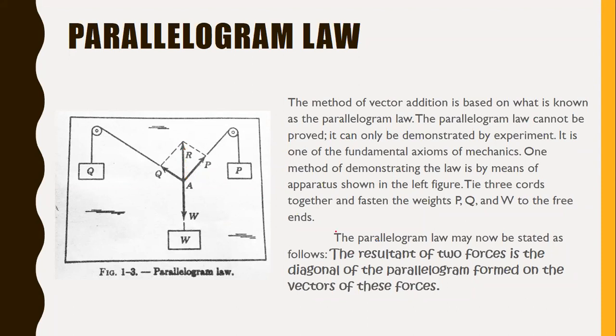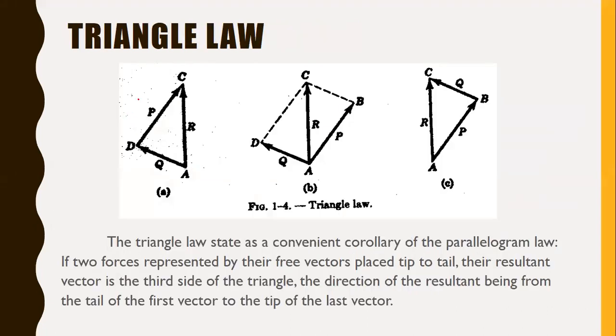The parallelogram law may now be stated as follows: the resultant of two forces is the diagonal of the parallelogram formed on the vectors of these forces. You have now this one, the resultant, the sum of all the forces. Well, the triangle law is stated as a convenient corollary of the parallelogram law. If two forces are represented by their free vectors placed tip to tail, the resultant vector is the third side of the triangle, the direction of the resultant being from the tail of the first vector to the tip of the last vector.